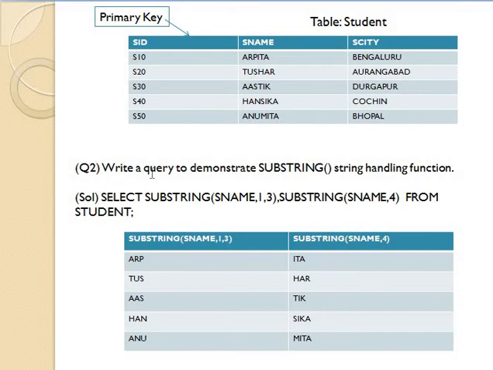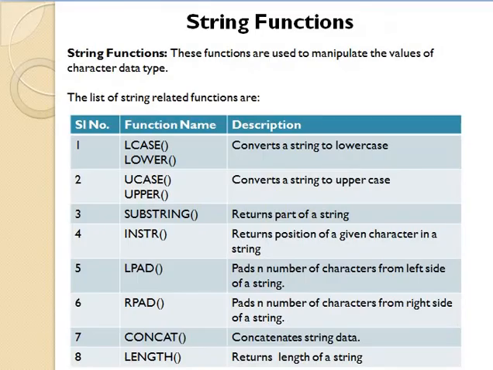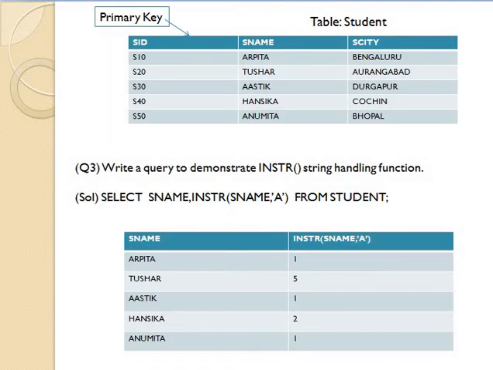But the function of instr is different from the substring function. What this instr function does is that it returns the position of a given character in a string. So the instr function returns the position of a given character in a string. Now if I have to demonstrate the instr string handling function using a query, say I use this query.